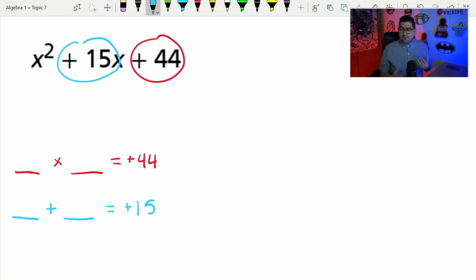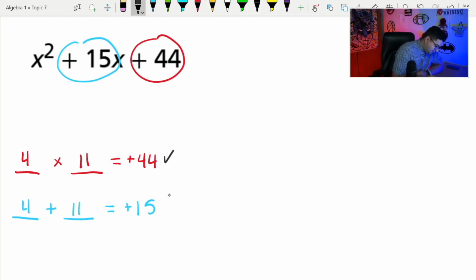So we try to mess around and we think, what two numbers can get me 44? 2 and 22. 2 times 22 is 44, but 2 plus 22 is not 15. So we've got to think of another pair. Let's maybe try 4 and 11. 4 times 11 is 44. And 4 plus 11 is also 15.